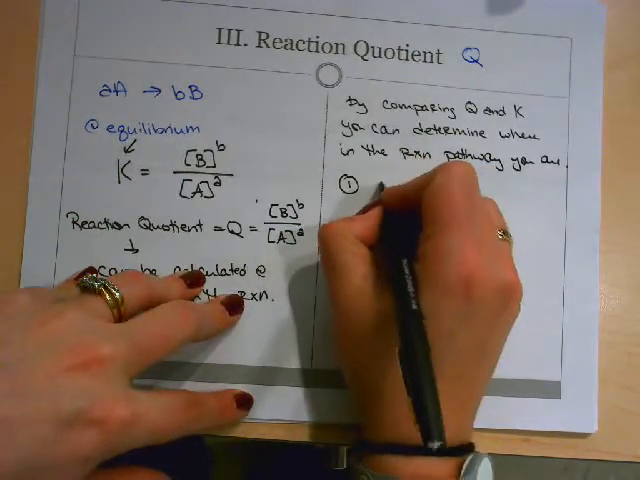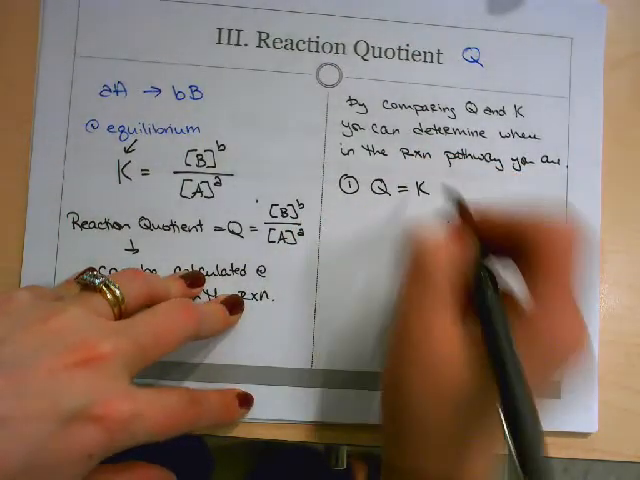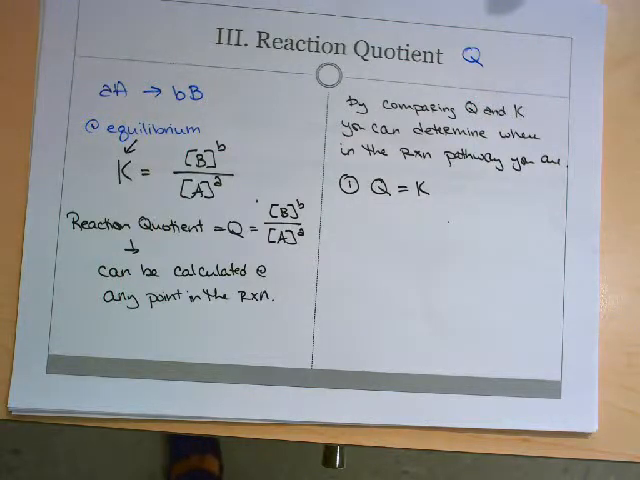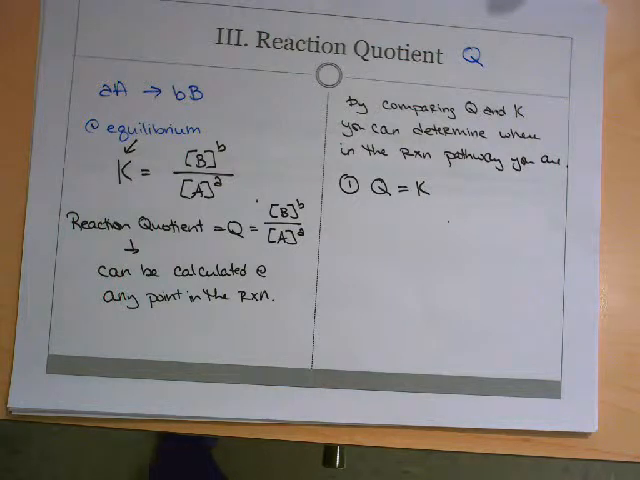So if, for instance, these values are equal, where should I be in my reaction pathway? I'm at equilibrium.